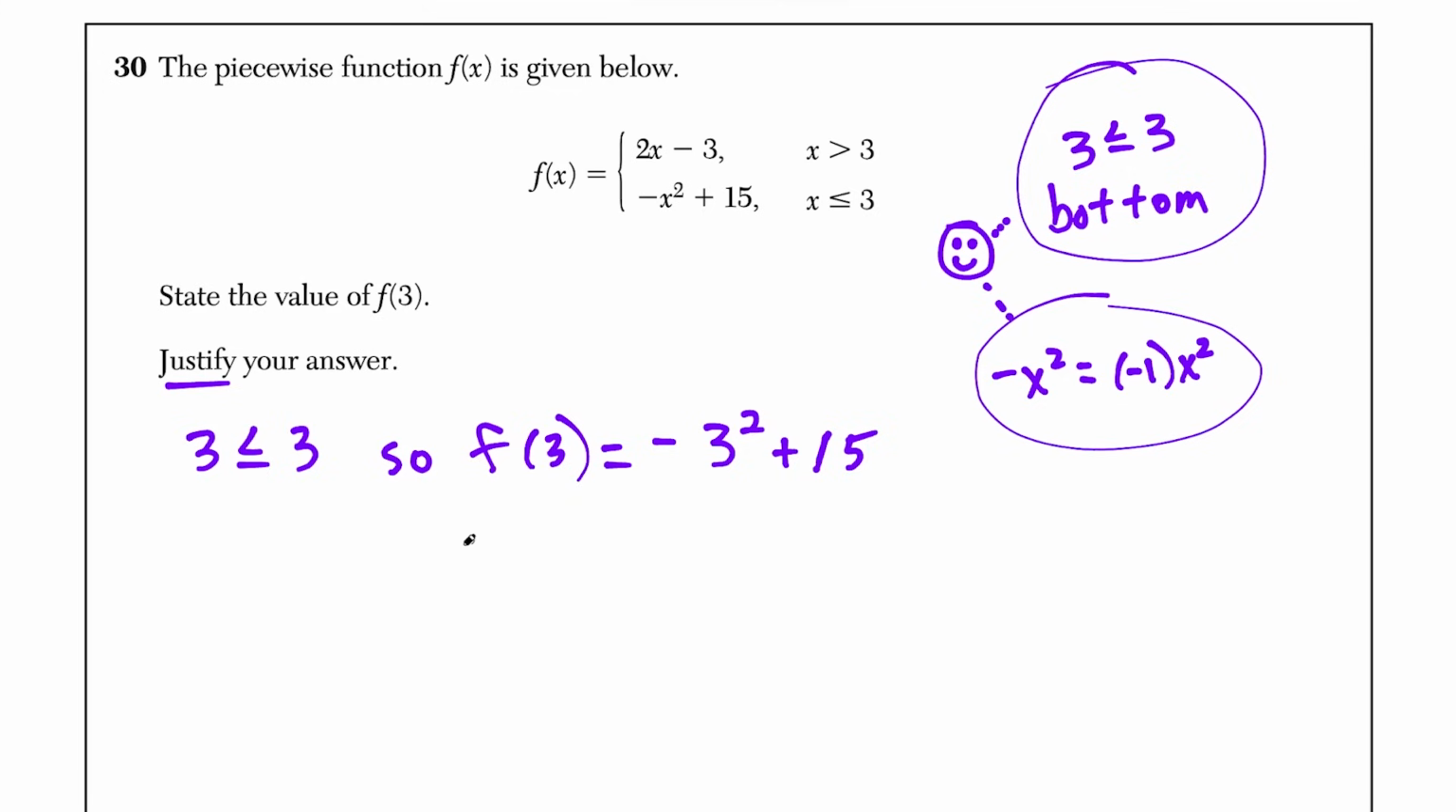So this is going to work out to f of 3 equals 3 squared is 9, but with a minus in front is negative 9. And negative 9 plus 15 is going to be equal to positive 6. Okay, so here's our function value.